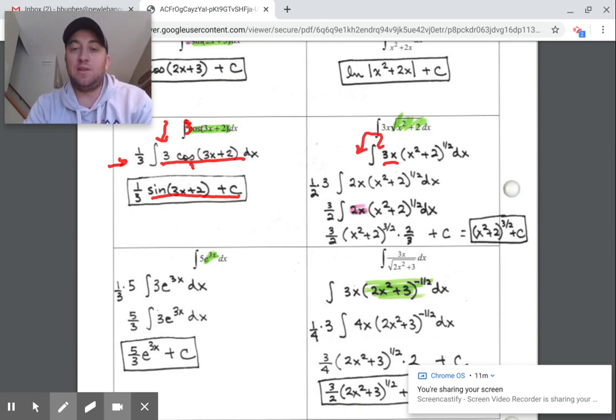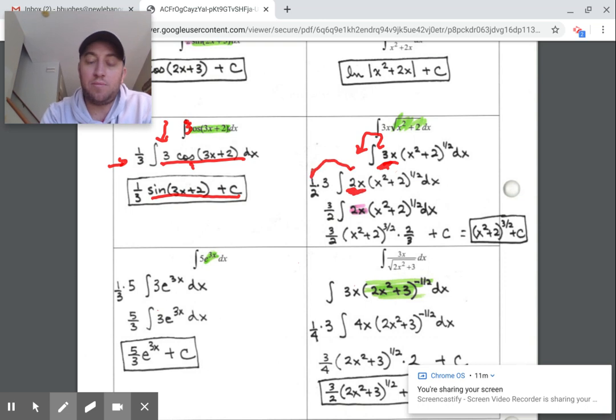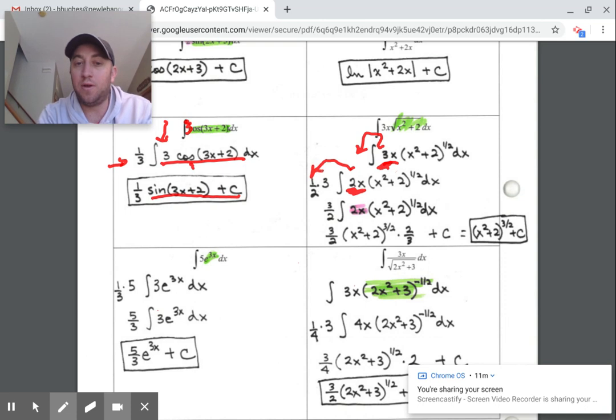we're going to basically do the same thing we did on the last problem. I need a 2 to show up right here. So I'm going to put a 2 in front of our x, which means I also need to put a 1/2 out front because 1/2 times 2 is 1, and I'm allowed to add 1. 1/2 times 3 out front is 3/2.